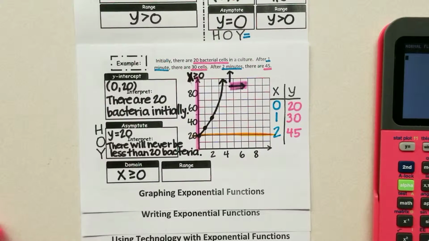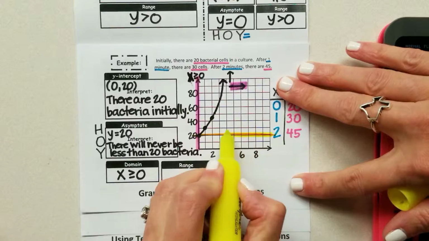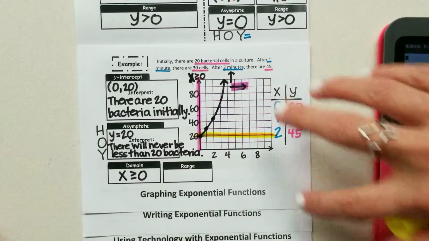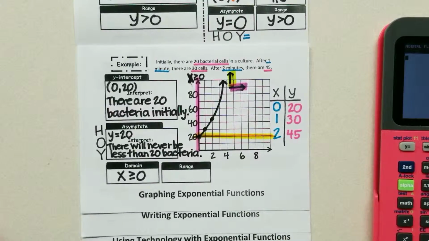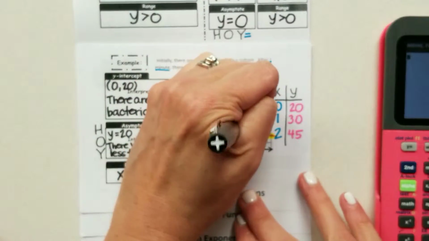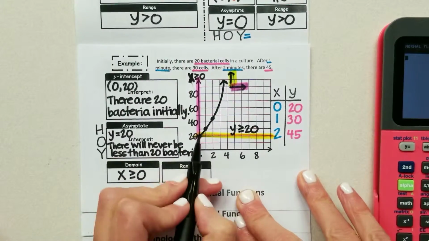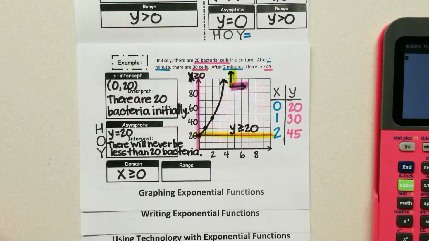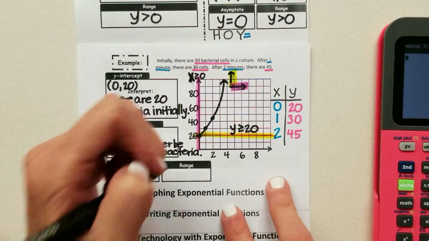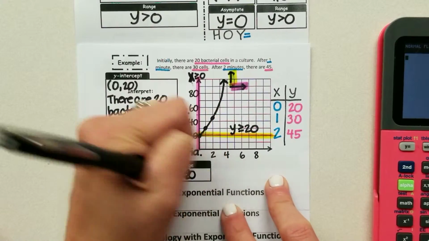All right, now let's look at range. How far down? Well, remember we're going as far down as 20. And then how far up? Well, we got an arrow up, so we never stop going up. And at this boundary line, y is greater than or equal to 20. And I can put a bar here because I actually have 20 bacteria. I'm actually going to be able to put that number in a list and use it. So my range is y is greater than or equal to 20.